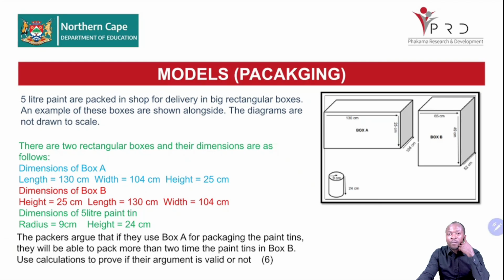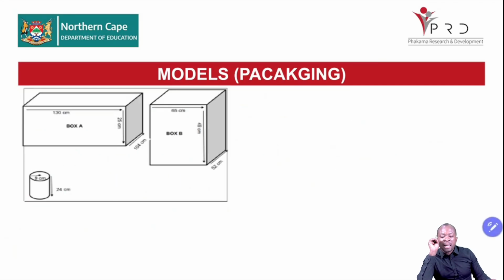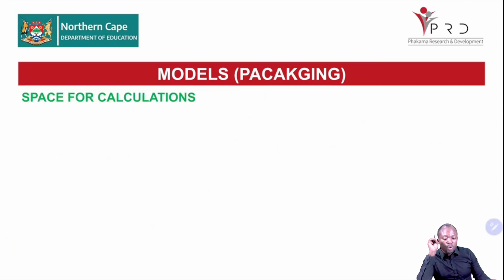Then we talk of models. Packaging. You should not forget about that. When we talk of packaging, we use the bigger length divided by the smaller length, or the diameter. The bigger width divided by the smaller width. The bigger height divided by the smaller height. Then the key is also to remember that because it is packaging, you must always remember to round down your answers. Are we together, my learners?